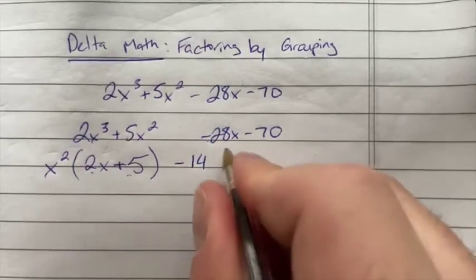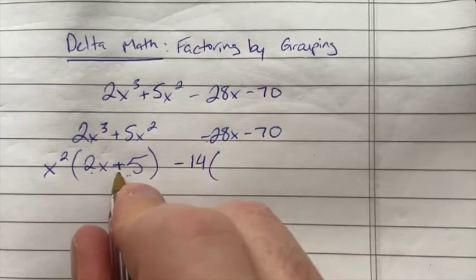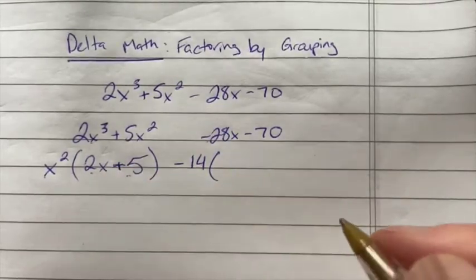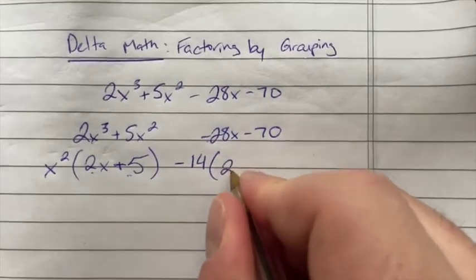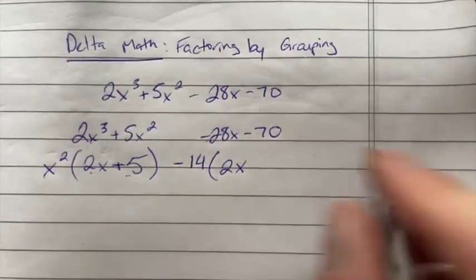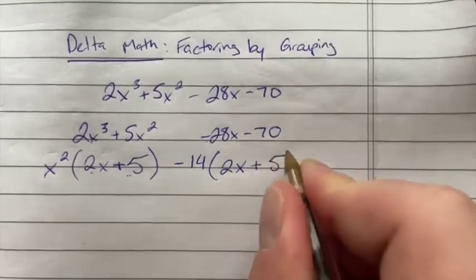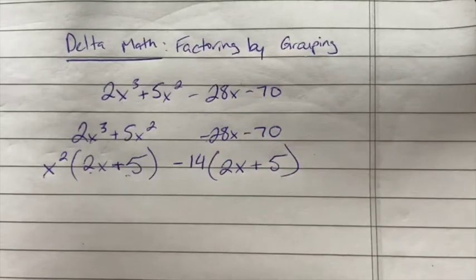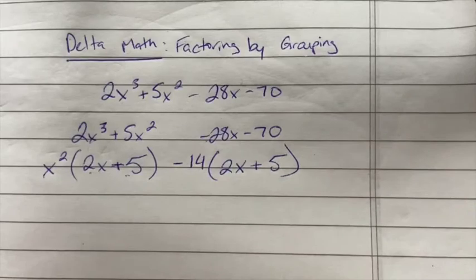So when I factor out negative 14, I should get this same expression in the parentheses here. So negative 28 divided by negative 14 gives me 2. And negative 70 divided by negative 14 gives me positive 5. In this case, there were no variables to factor because there were no common variables between the terms.